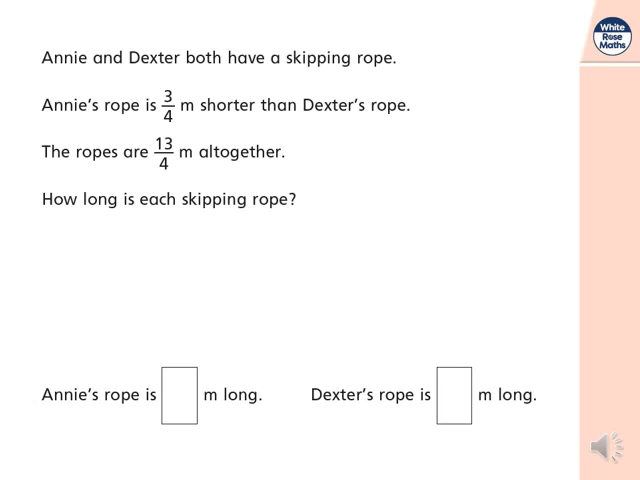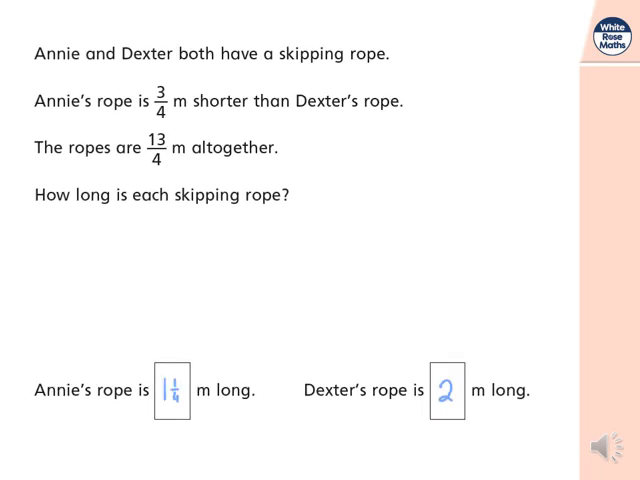So this is using the bar model like we did with the previous question. What you need to do is try and draw your models. If you want to, go back and look at how we did it before and see if you can use that to help you, and your answer will follow. Here was your answer. Annie's rope is 1 whole and 1/4 metres long. Dexter's rope is 2 metres long. Well done if you managed to do those. That was a tricky one.